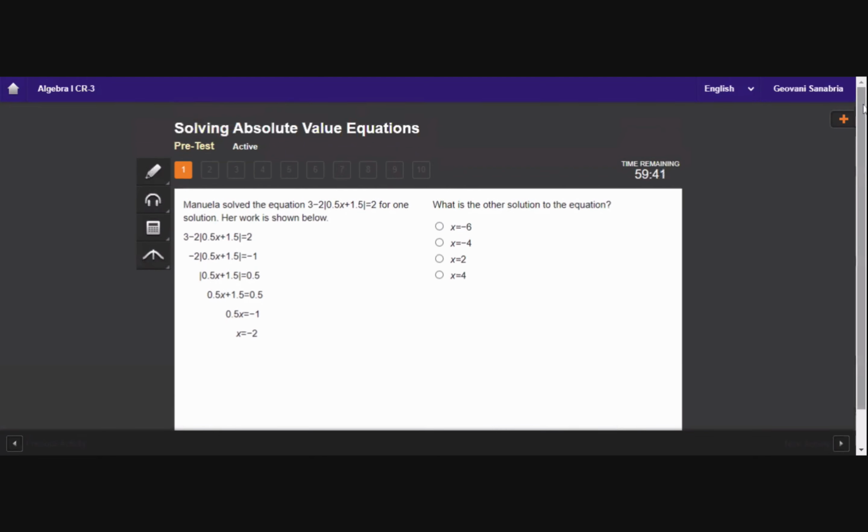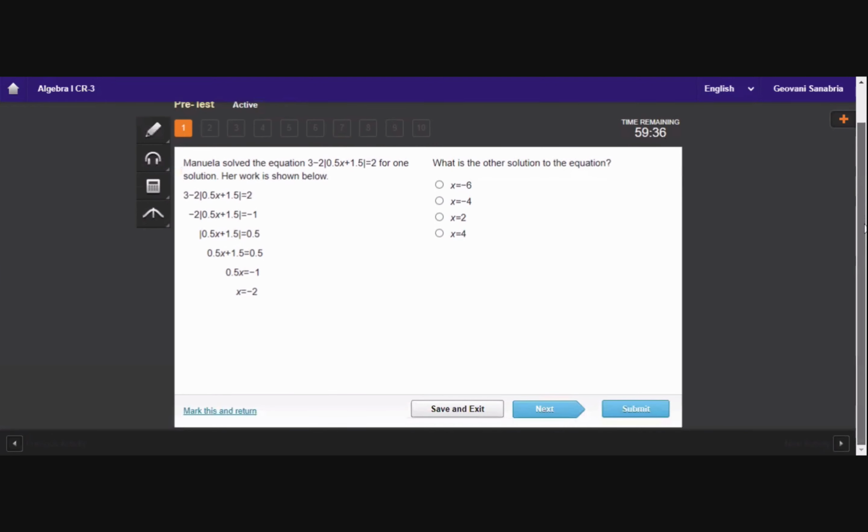I don't know why it's going to be a pretest. No, this is the one. Never mind. Solve the equation. Oh, this is more complicated. There's more steps to this.